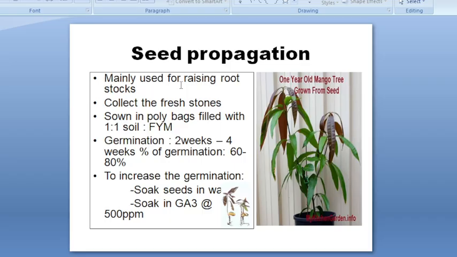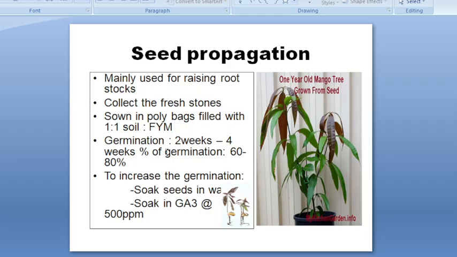So how are they following seed propagation? This is just for information sake. We have to first raise the bed, a raised bed with a sufficient amount of sand, FYM and other potting mixture. After germination, we can shift it into pots or poly bags. In a 1:1 ratio we can fill the poly bags, and the seeds will start germination from 2 to 4 weeks. And the germination we can expect only up to 60 to 80%.